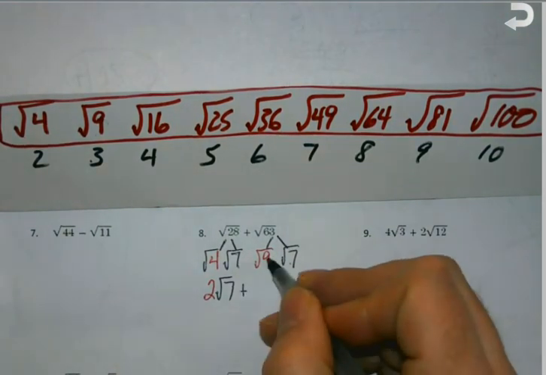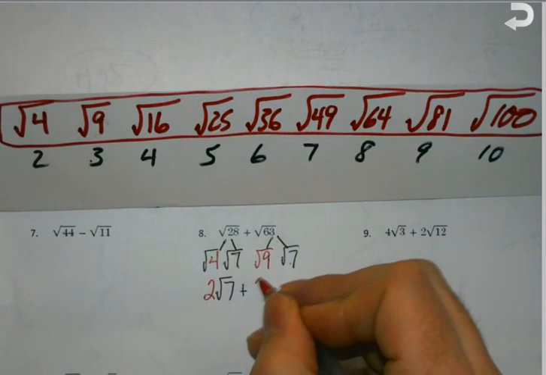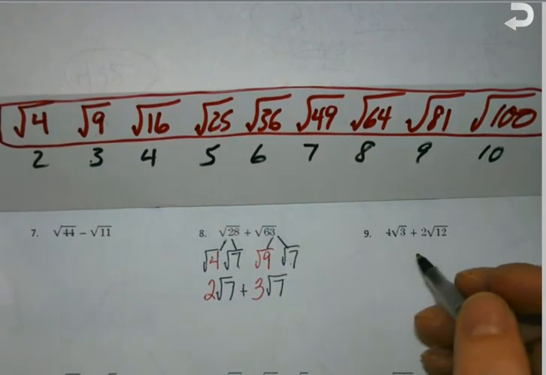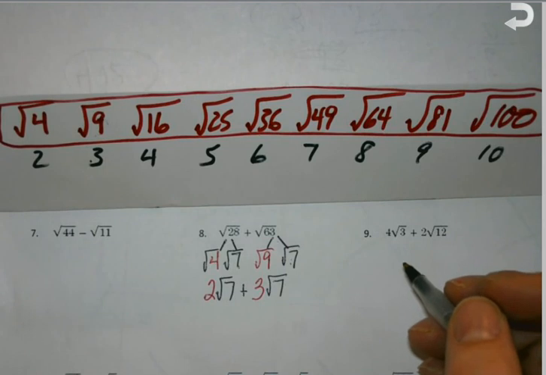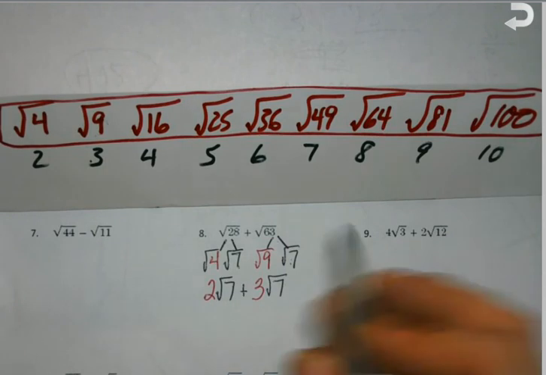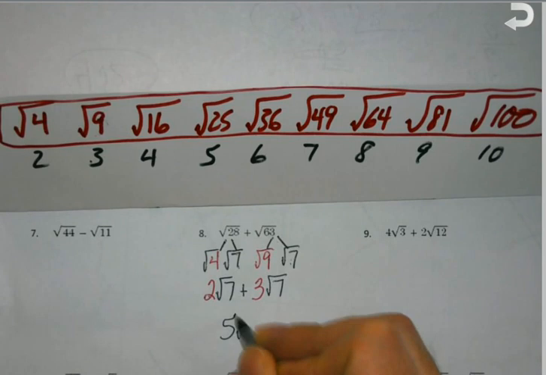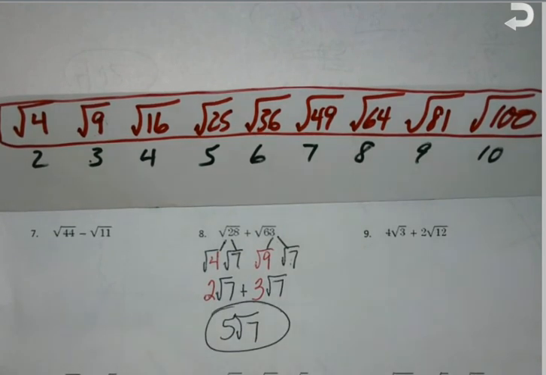So the square root of 9 is 3 square root of 7. And amazing, now they're the same, my radicals. So just add the numbers in front. 2 plus 3 would be 5 square root of 7, and I'm done.